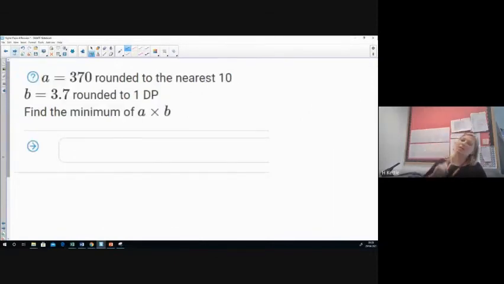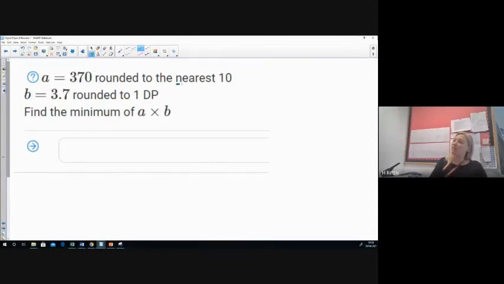Okay, a bounds question now. And the reason we know it's a bounds question is because it says 370 has been rounded to the nearest 10 and 3.7 has been rounded to the nearest 1 decimal place. So when a number has already been rounded, we need to take into consideration what the biggest and the smallest it could have been before someone else rounded it.